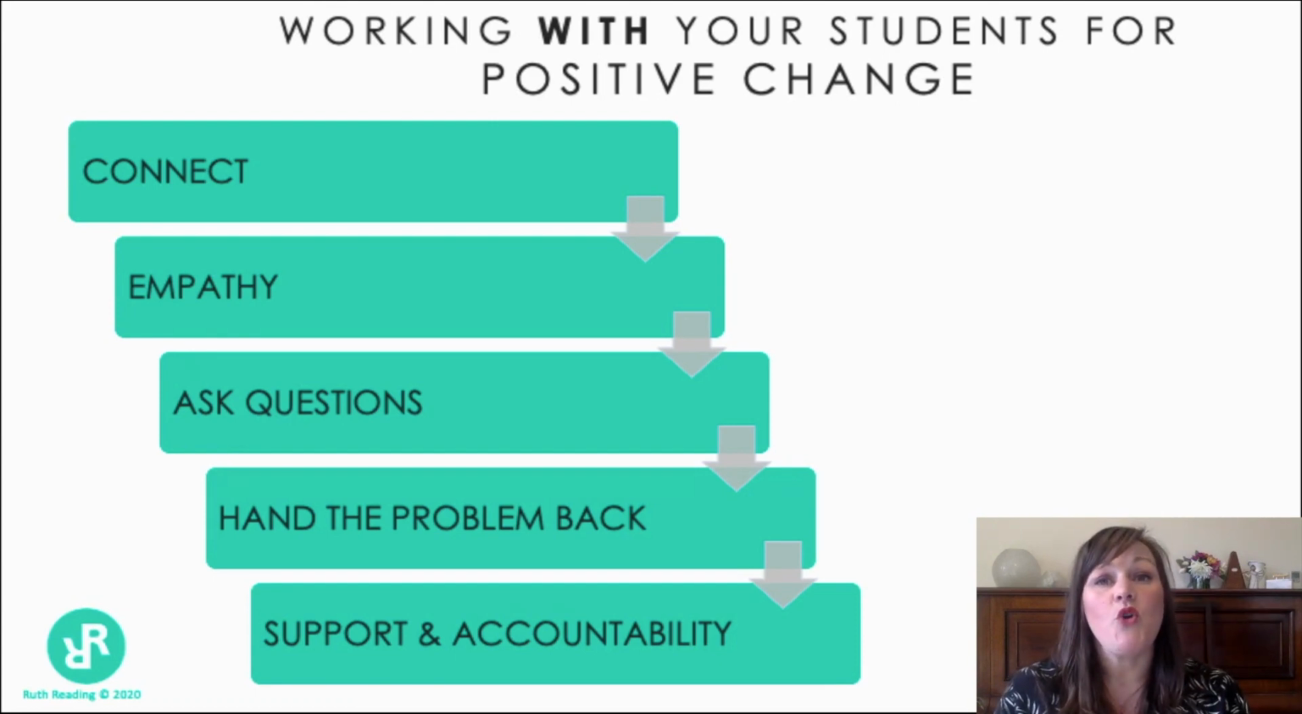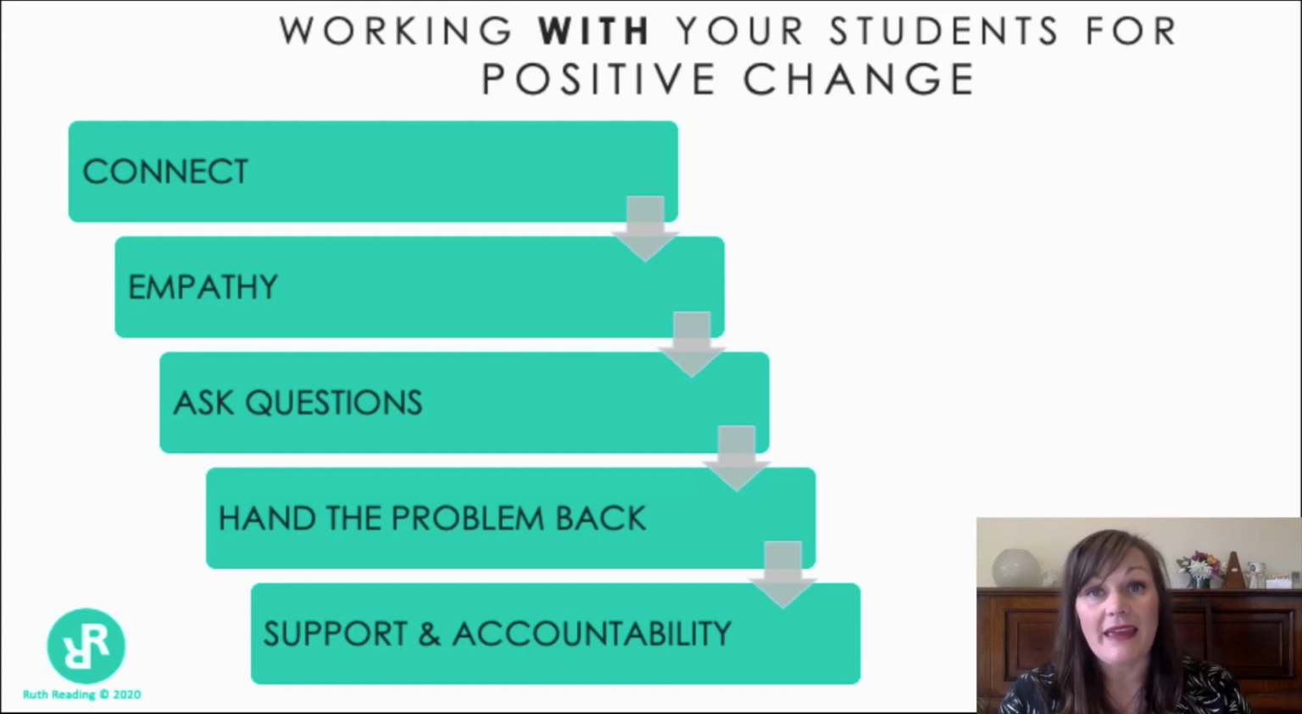My goal when I'm working with students is to be able to step them through this process so that by the end of it, they feel good about themselves, because they have fixed the problem, they've repaired the relationship, and now they've got strategies for what they might do differently next time. And that for me is a win.